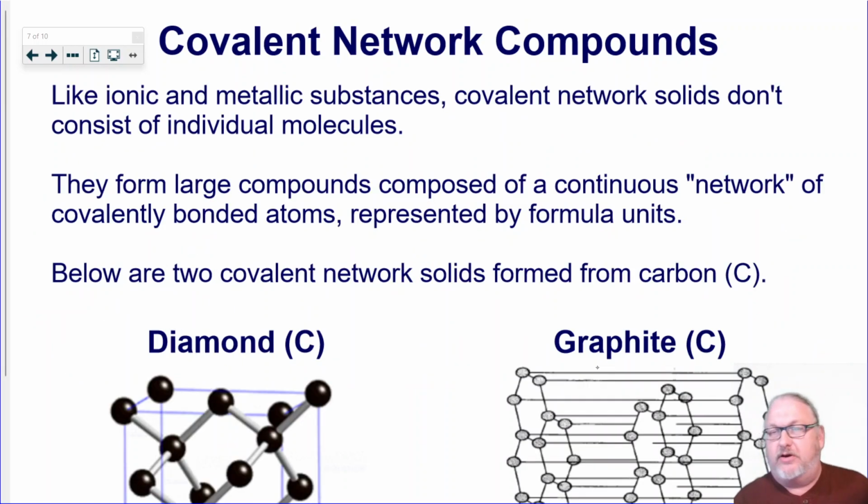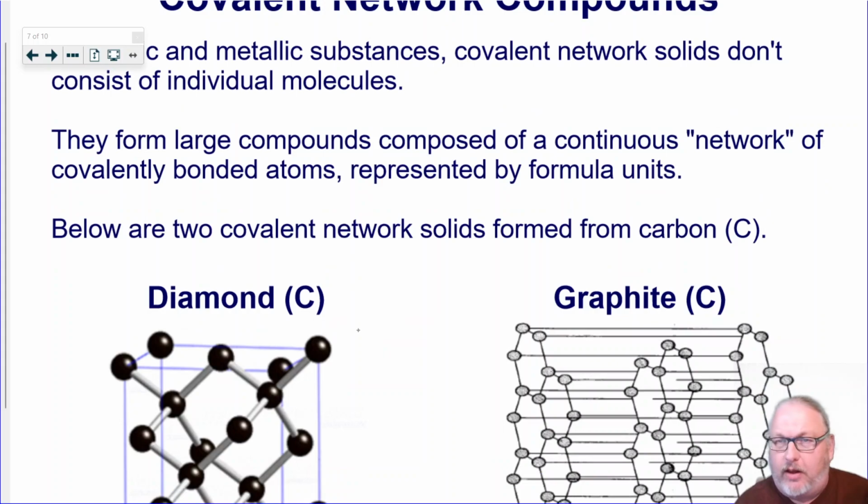Now, let's look at these covalent network compounds. Now, these are ionic and metallic substances, all right? They don't consist of discrete individual molecules. What they do is they form large networks of covalently bonded shared electrons represented by formula units, right? Just like in ionic compounds.